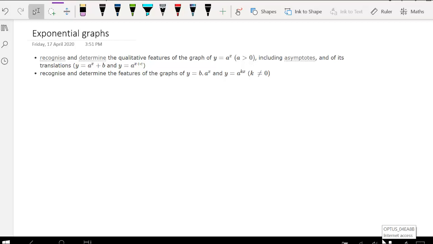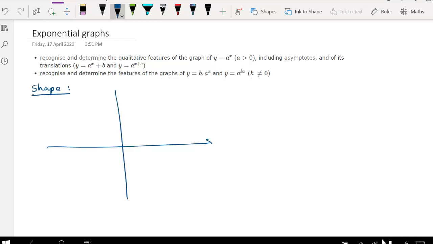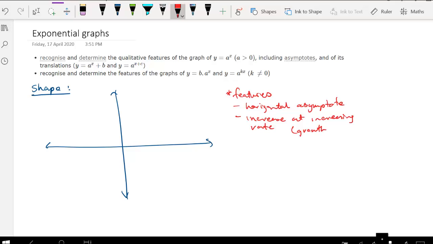In this lesson, we're looking to review sketching exponentials. So we're looking at exponential graphs. Now, I'll start by just reminding you the shape. An exponential can have four base shapes. Remember that the features are a horizontal asymptote, and it will either increase at an increasing rate, which will be an exponential growth, or we can have an exponential decay where we will decrease at a decreasing rate.